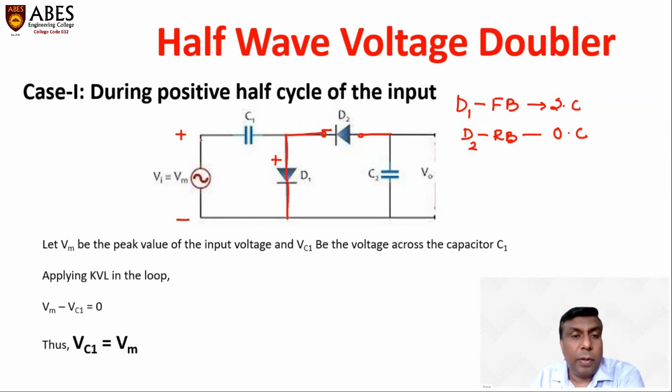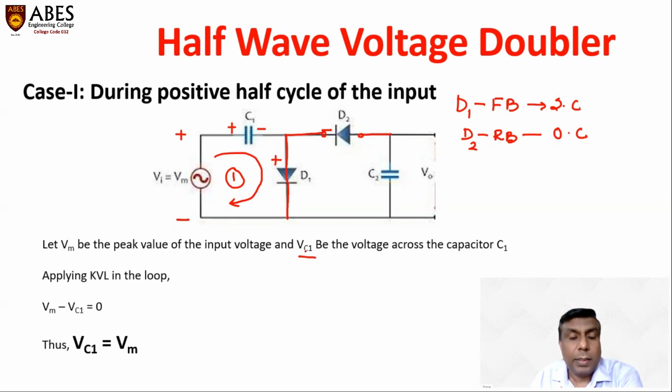So the current will flow from plus to minus. The direction of current will be like this, so the current will flow in this loop 1. Now let's see the polarity of capacitor C1. Because this is positive, the first plate of capacitor C1 will be positively charged and the second plate will be negatively charged. Here we have assumed that the voltage across capacitor C1 is VC1. So VC1 is the voltage which appears across capacitor C1.